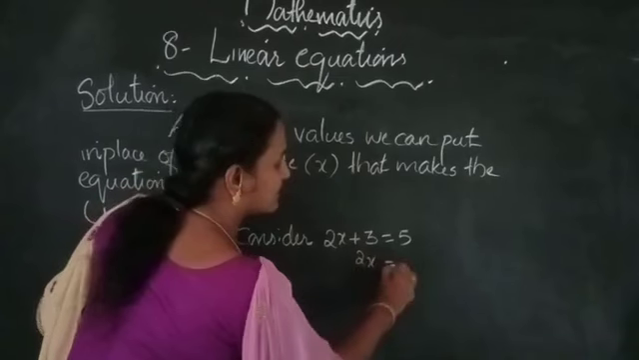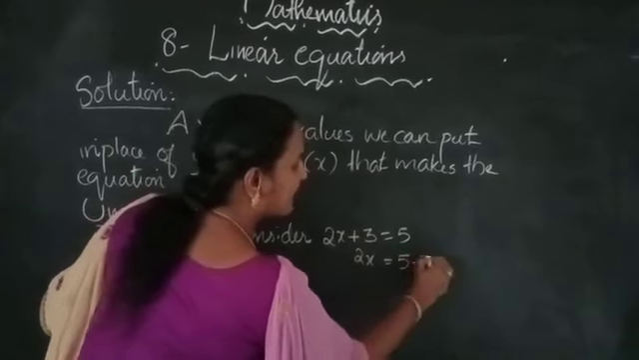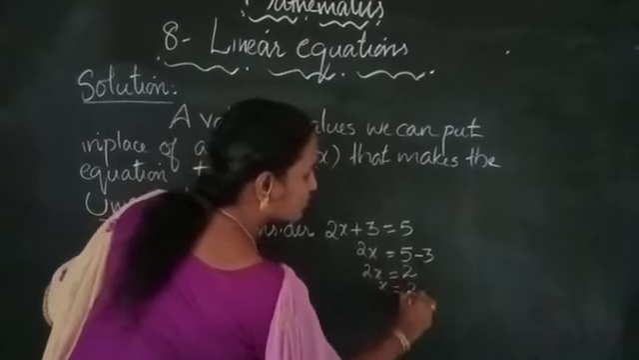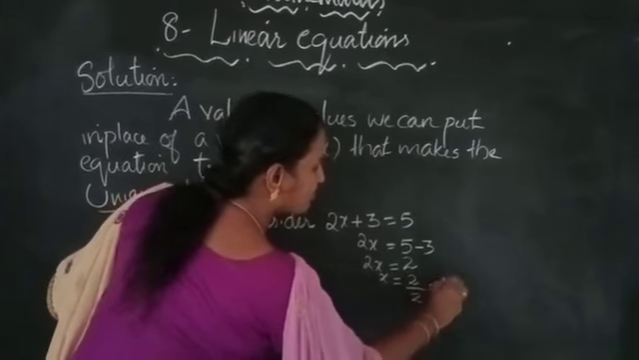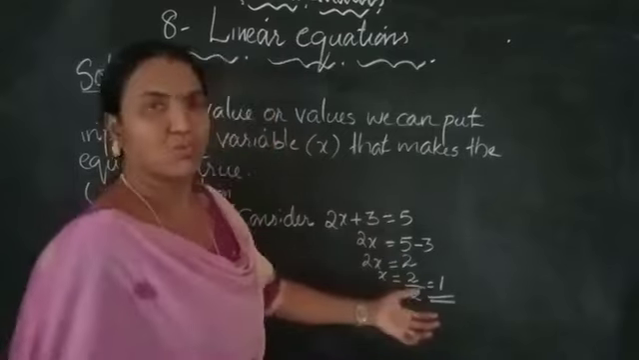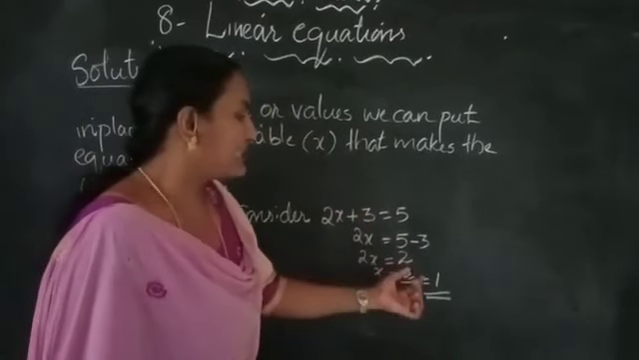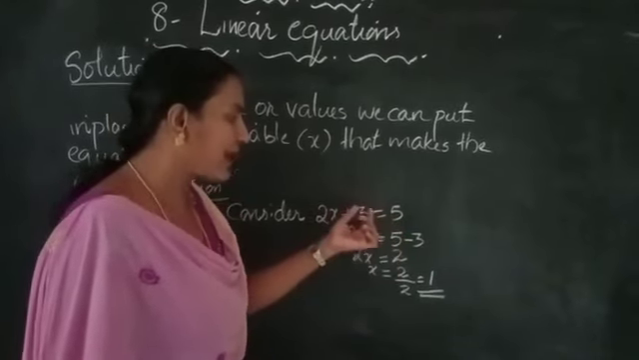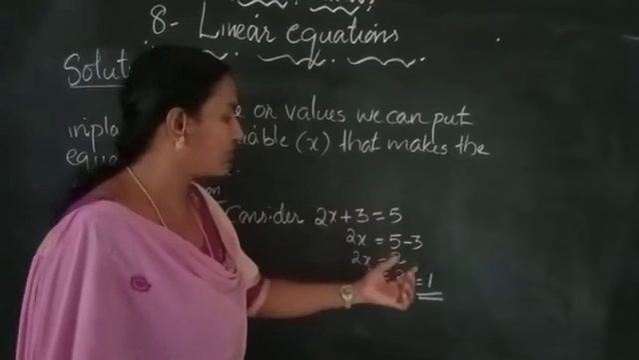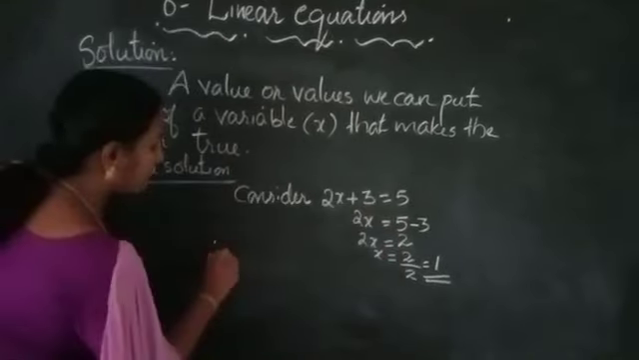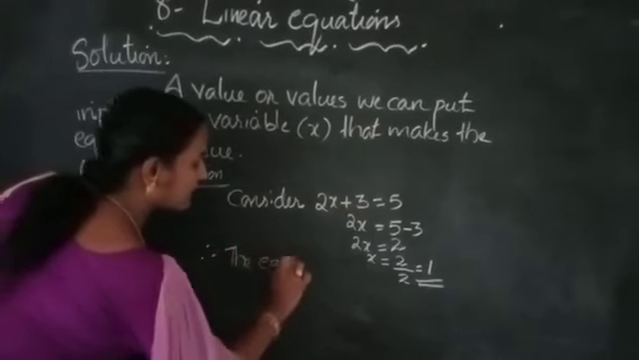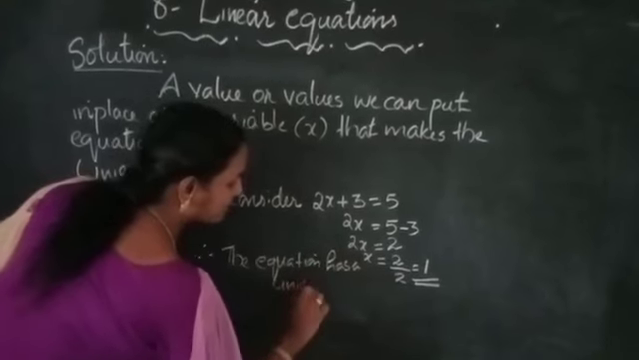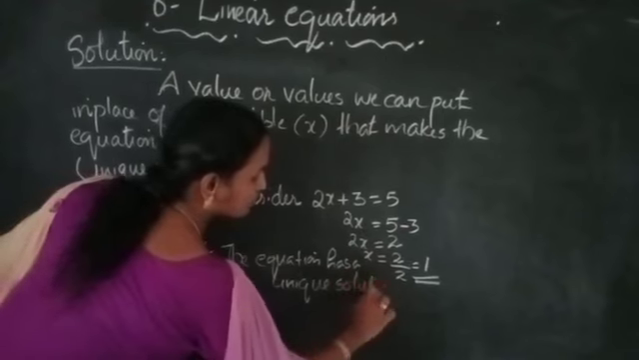So 2x is equal to 5 minus 3, so 2x is equal to 2. x is equal to 2 divided by 2, which is 1. So x equal to 1 will satisfy this equation. Therefore, the equation has a unique solution.